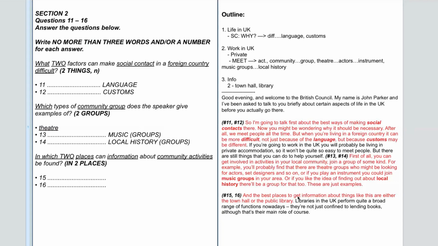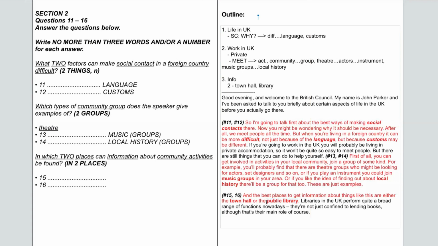So we see this here. I wrote quite simply information. So the keyword that we saw here, information, I just wrote info. And in 2 places, so in the town hall and in the library. And you could see here the speaker explicitly stated in the town hall or the public library.